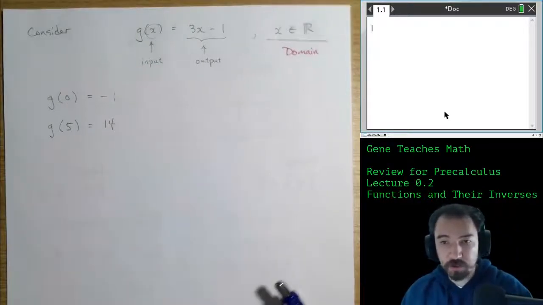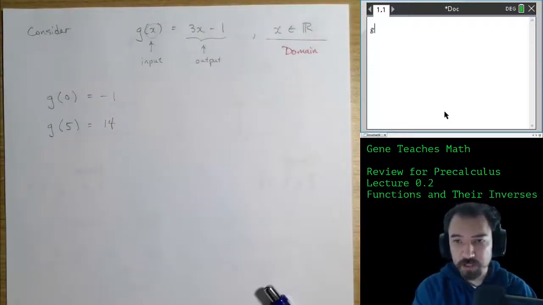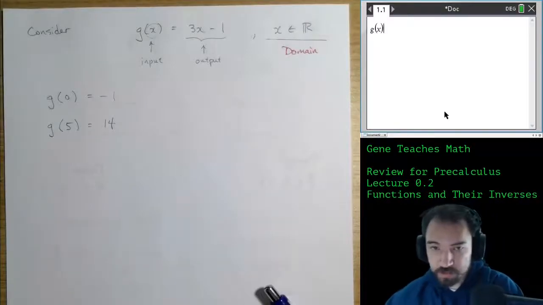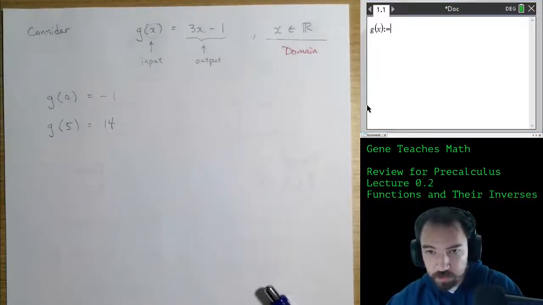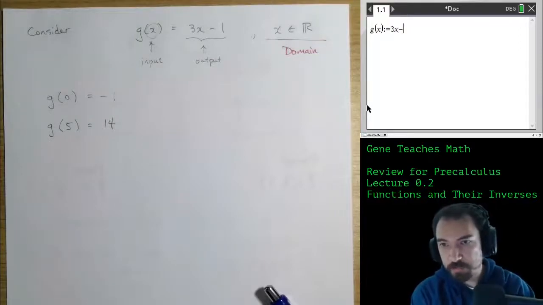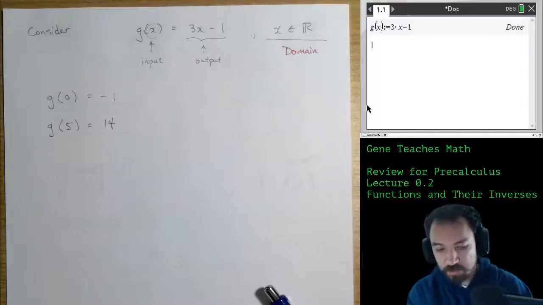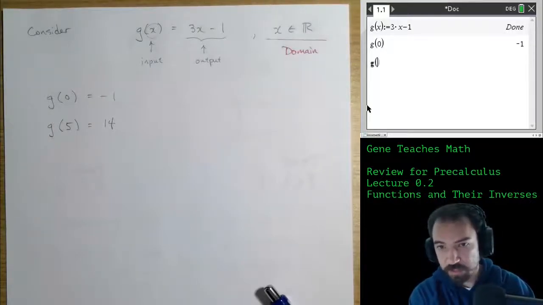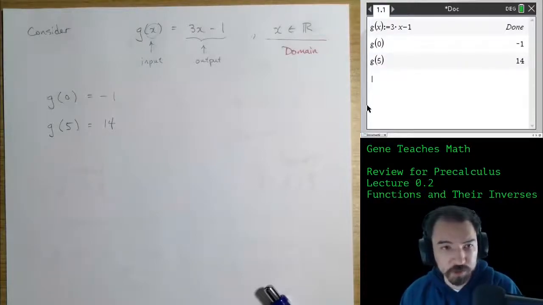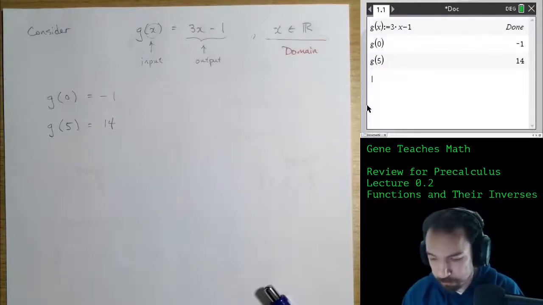And we can do this in the calculator by the following. I can write g of x, and I'm going to use the colon equals. That's going to be control and then the button next to the library catalog. And I'm going to say 3x minus 1. When I hit enter, it says done. And the calculator is going to assume that the domain is anything that it can use to evaluate this function. So if I type g of 0, it gives me an output of negative 1. If I say g of 5, it gives me an output of 14. So far, everything is the way we predicted.